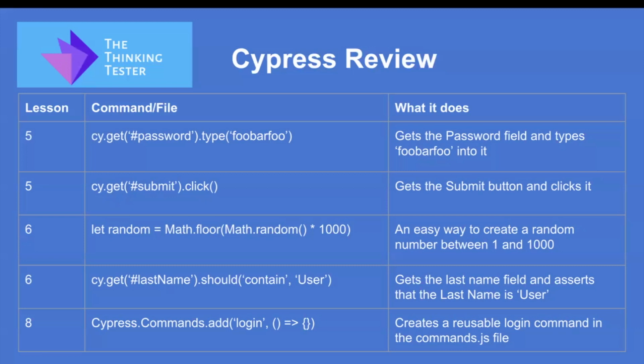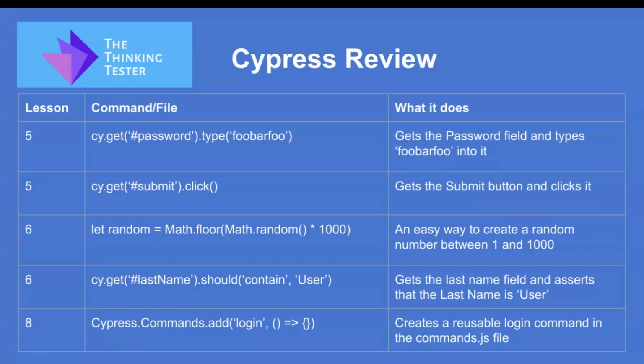click it. In Lesson 6, we learned an easy way to create a random number between 1 and 1,000, which is very useful when you are creating test automation data. We learned how to do an assertion. This particular assertion gets the last name field by ID and then asserts that the last name is user, because that was our user's last name.